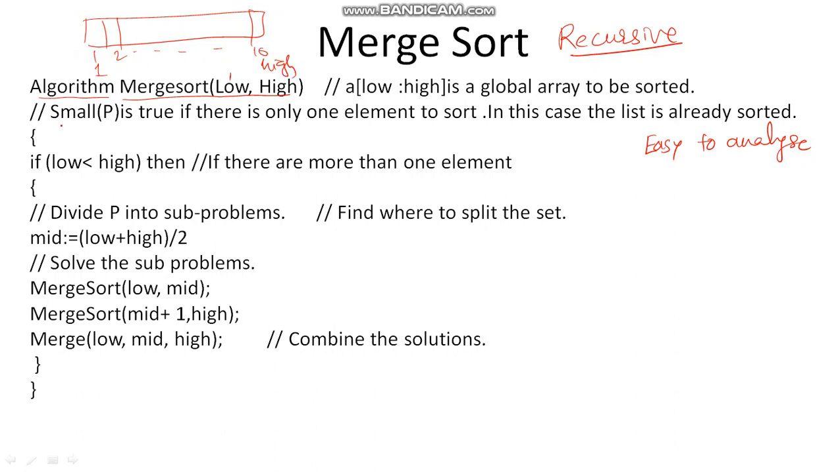Then if Small(P), where A is an array from low to high, is a global array to be sorted. Now A is not passed as a parameter here, so A is a global array. Small(P) is true if there is only one element. If your array contains only one element, it means that the array is already sorted. In this case the list is already sorted.